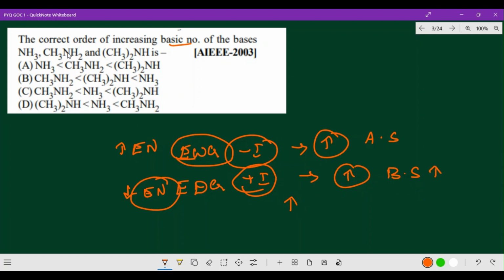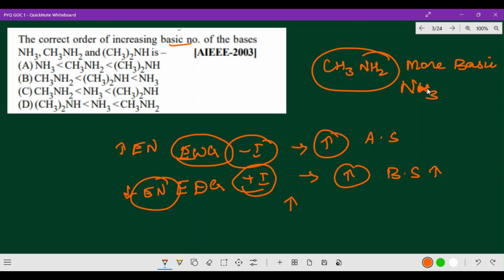In this way, when we are talking about ammonia, amines are more basic than ammonia. Amines, such as CH3NH2, are more basic than ammonia.